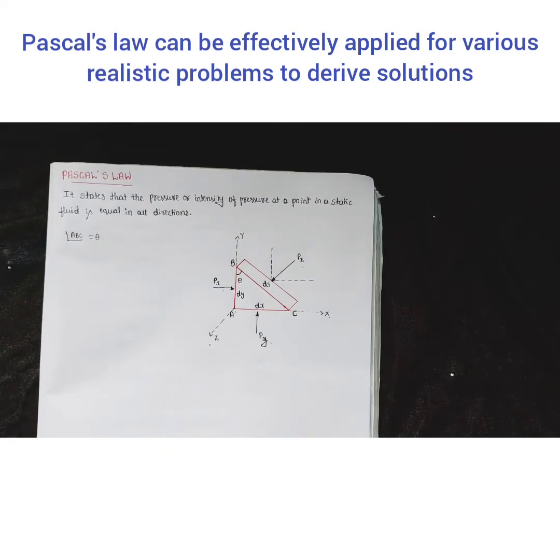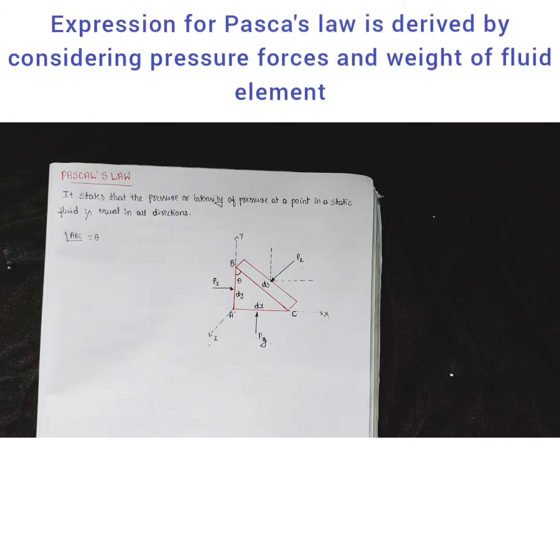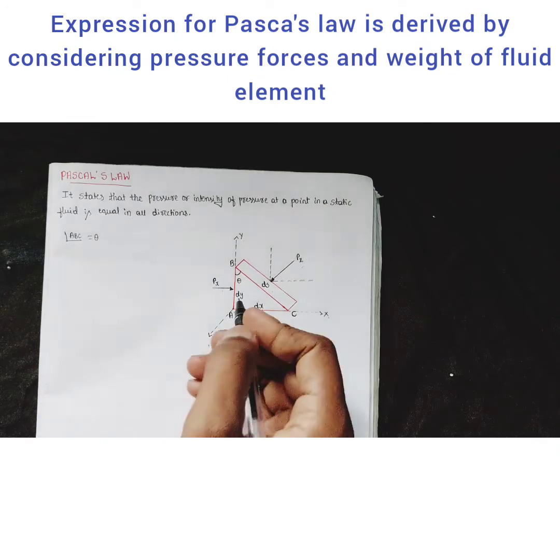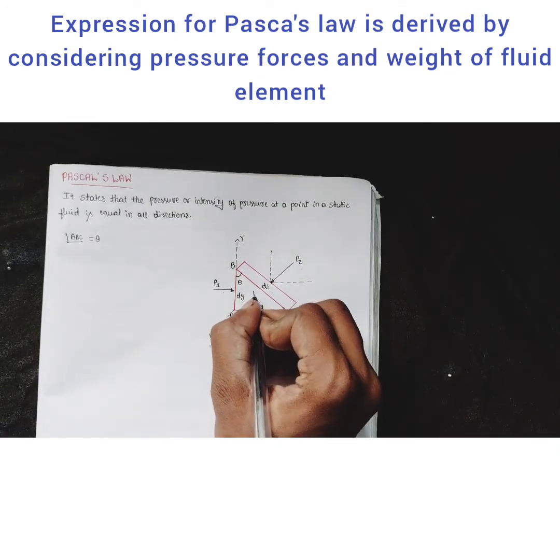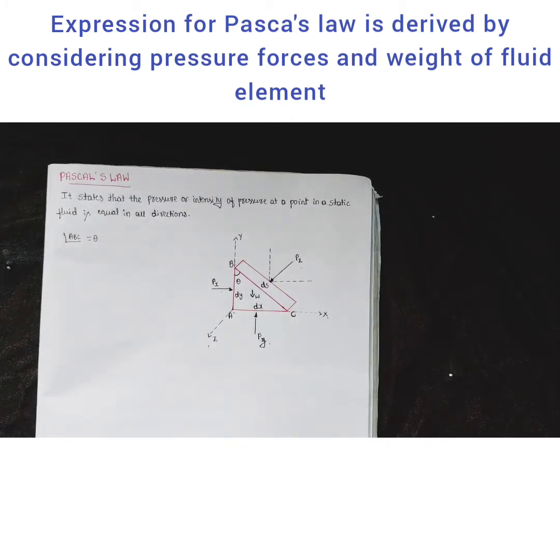So next we need to find what is this pressure acting. According to Pascal's law, we need to determine the intensity of the pressure acting at a particular point and compare it with the other directional pressure intensities. To do that, we are going to consider the various pressure forces which are acting normal to the surfaces, and along with that we need to consider the weight of the fluid element, which is acting in a vertical downward direction. You can see here, the fluid weight is always acting in a downward direction.